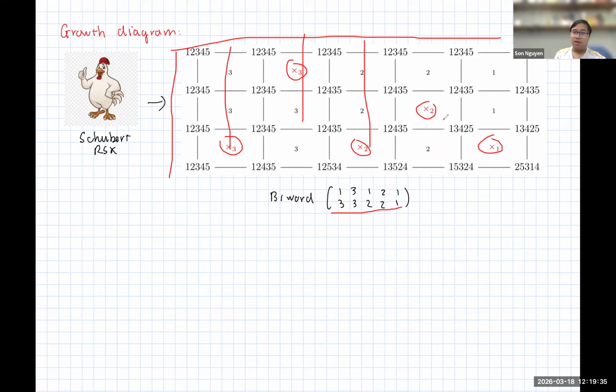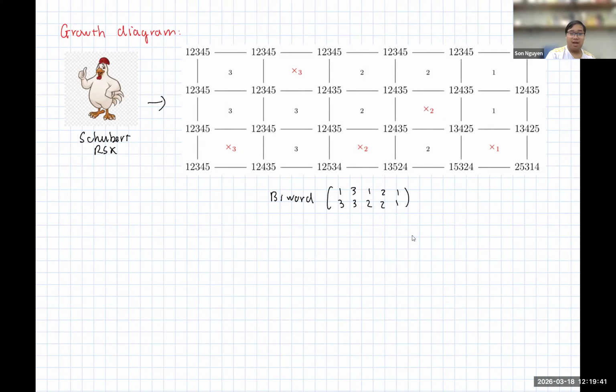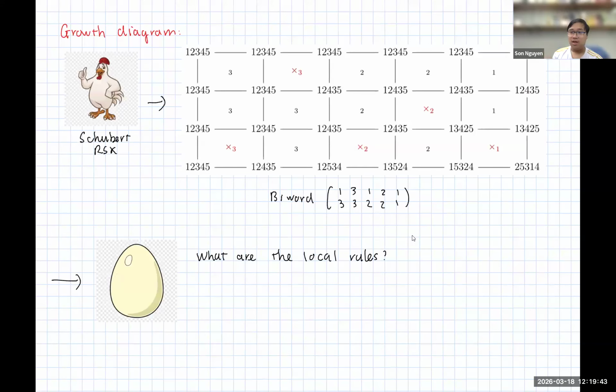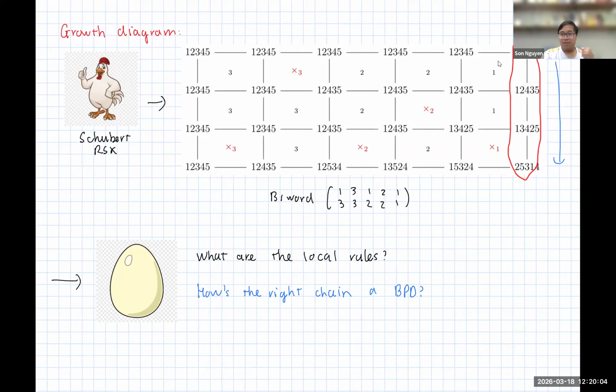And now this is my growth diagram. So all I need to do now is find the x, meaning I need to find my local rules. Also, another thing I would have to explain to you is I told you that the insertion result would be a bumpless pipe dream. But here on this side, what I get is a chain of permutations. So you would ask, how is this chain of permutations a bumpless pipe dream? I would have to explain that first because that would also help explain the local rules. So how do we get this chain?